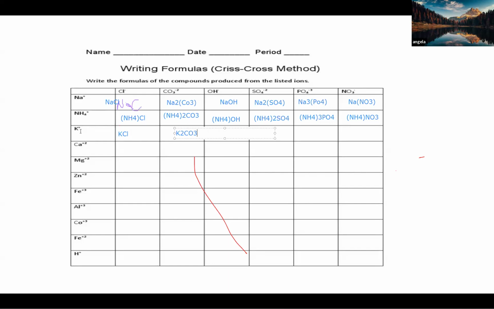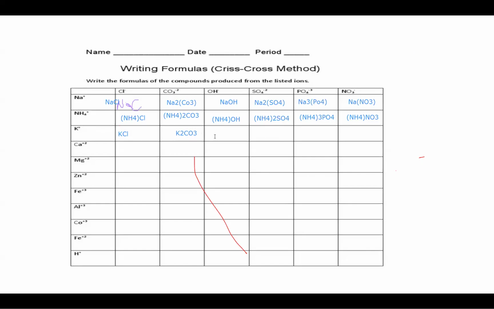So for this one, you have a 1 plus, and over here you have a 2 minus. In order to balance it and cancel it, you have to bring the 2 down into the potassium. So it would be K2CO3, and the 1 minus would go up there. Those balance out, those would cancel out to 0. Okay. So you want to try this one?